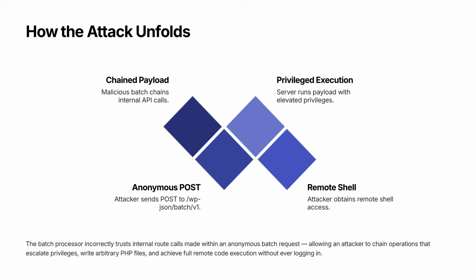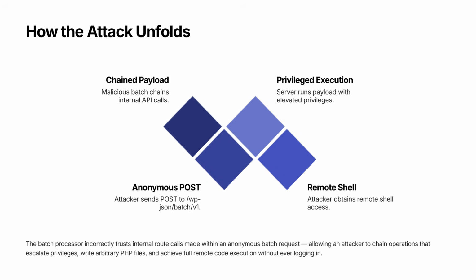Here's how the attack unfolds in practice. It starts with an anonymous POST request to the batch endpoint. No login is required, so the attacker can reach it directly from the internet. Inside that request, the attacker places a chained payload. Instead of making just one action, the batch request bundles internal API calls together in a sequence designed to abuse trusted server behavior. The key problem is that those internal calls are treated as if they're safe, even though the original request came from an unauthenticated user.